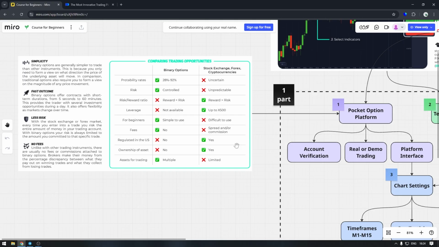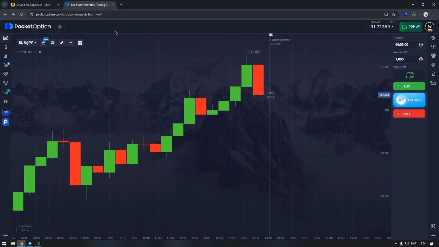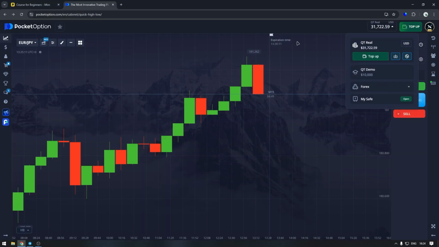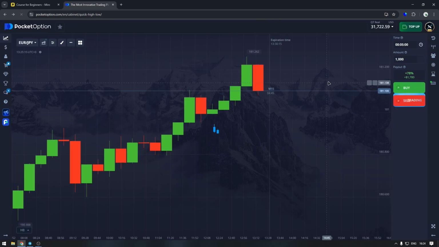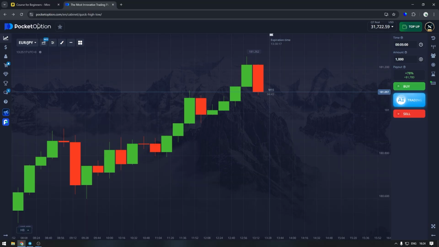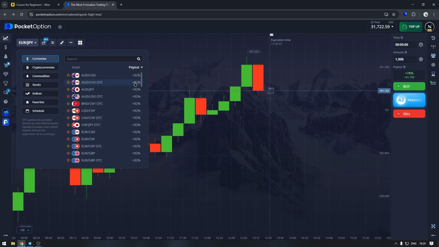Why specifically Pocket Option? I'll show you the platform. This is my real account. I can refresh the page, and you see again, I can do it as many times as you want. So why specifically Pocket Option? High order execution speed. Then transparent conditions and licensing. Stable payouts of 85 to 95% on major assets.